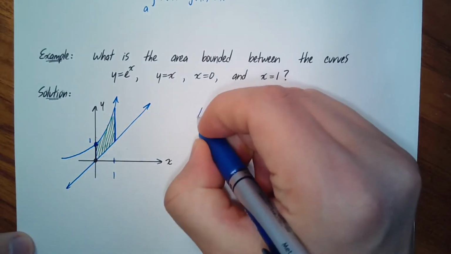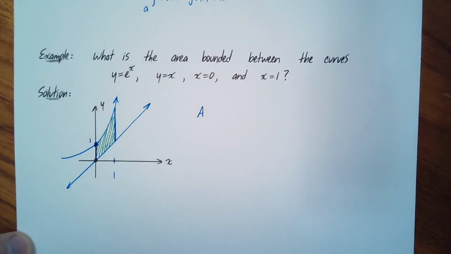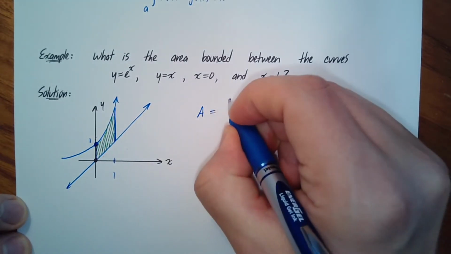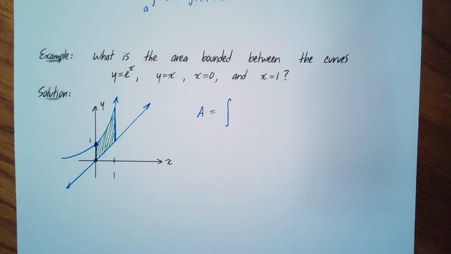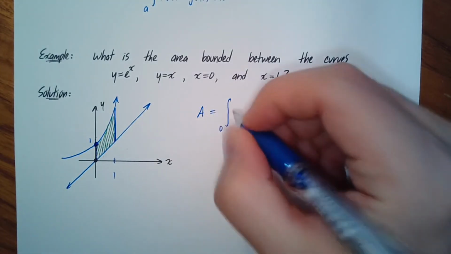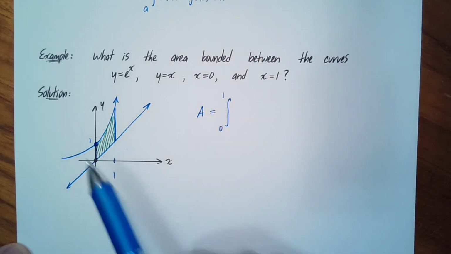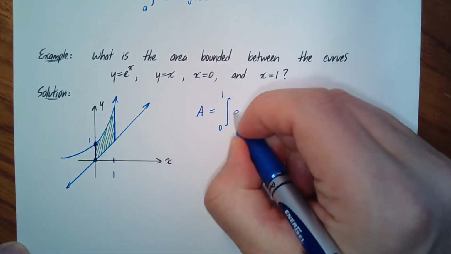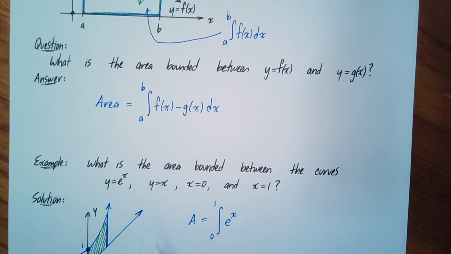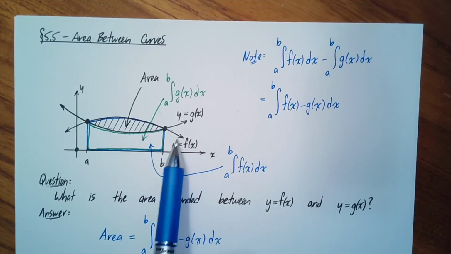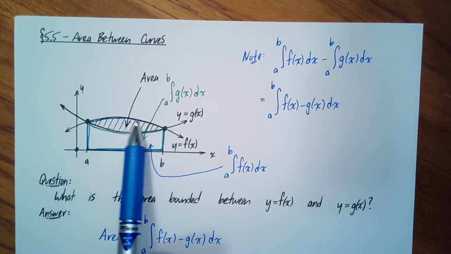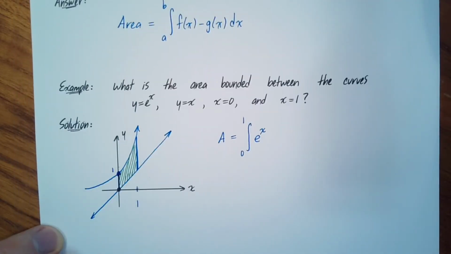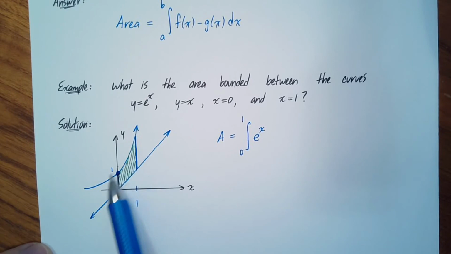So the area, I'll just write A for area. The area is going to be given by the definite integral, and our left and right endpoints. So we've got x equals 0 and x equals 1 here. That's going to be the definite integral from 0 to 1. Your upper function is the natural exponential function, y equals e to the x. So that's going to be the top function. That's like your f of x in the formula above. Our f of x is the top function, just like it was in this picture. Y equals f of x was the function whose graph was the upper boundary of the region. So that's why we're starting with the function e to the x, because that's the upper boundary.